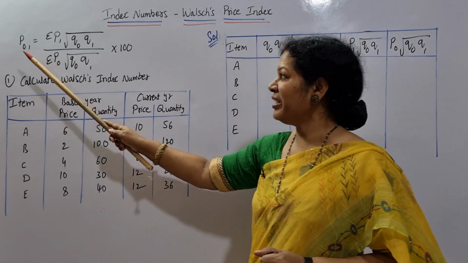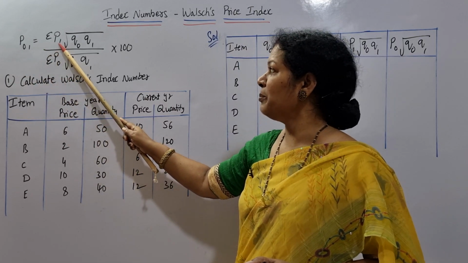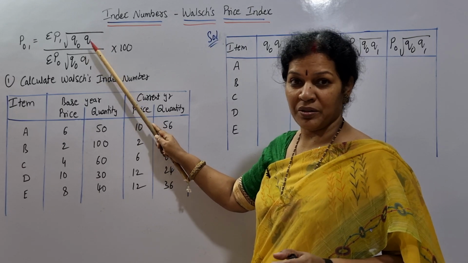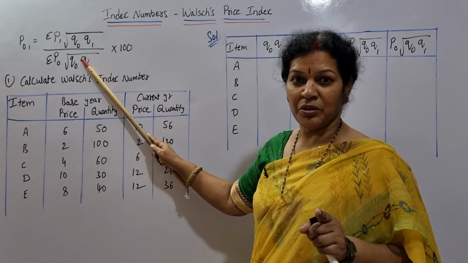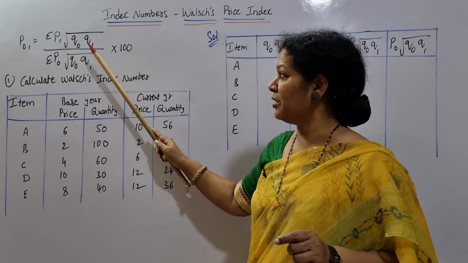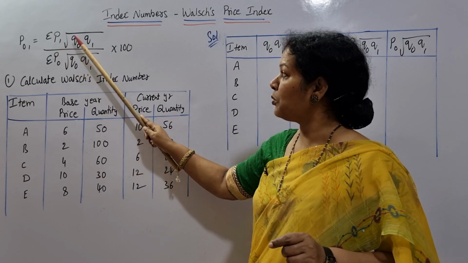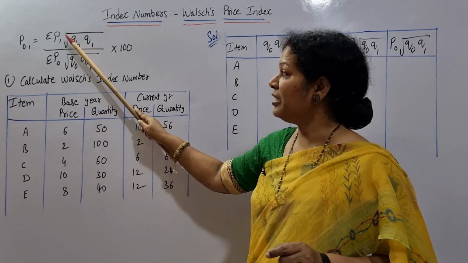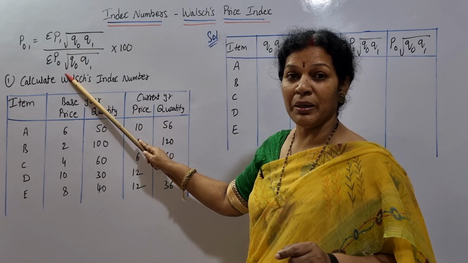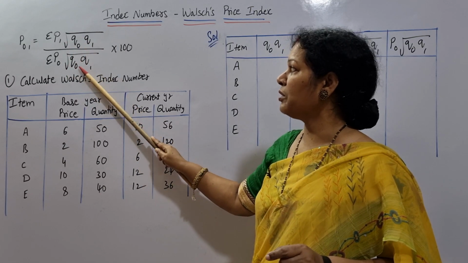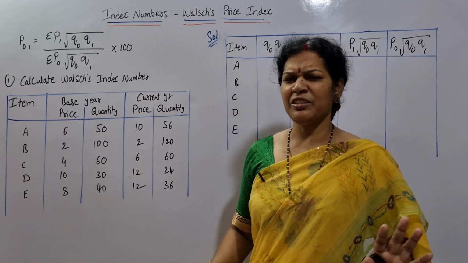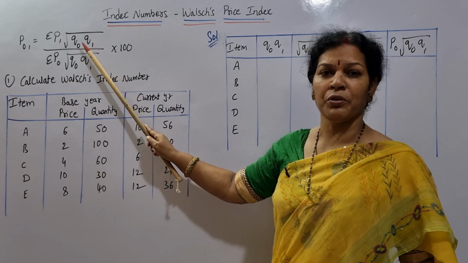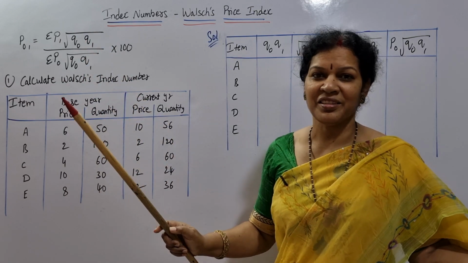The formula is here: P01 is equal to sigma P1 root of Q0 Q1. Q means quantity, Q0 is base quantity, Q1 is present quantity. Sigma P1 into root of Q0 Q1 divided by sigma P0 into root of the same one, Q0 Q1, into 100. Very easy to remember. Here it comes sigma P1, here sigma P0, and root of Q0 Q1, root of Q0 Q1, into 100, that's it.